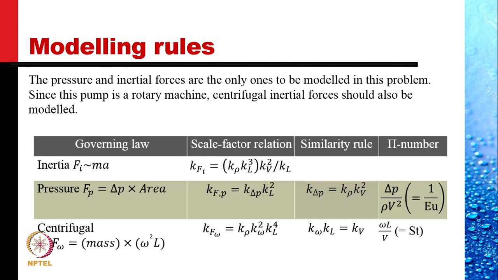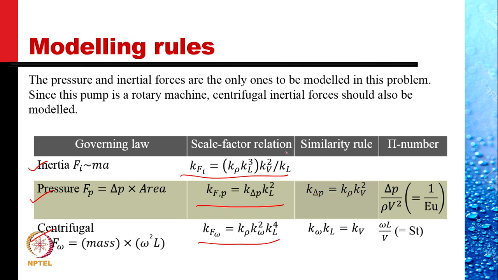So now we have three governing laws, one for the inertia, the second for the pressure, and the third for the centrifugal force, mass times omega square r. And r is like a length, so mass into omega square L. Omega is the angular speed. By using the process that we followed earlier, we write the scale factors for the inertial forces, for the pressure force, and for the centrifugal force.